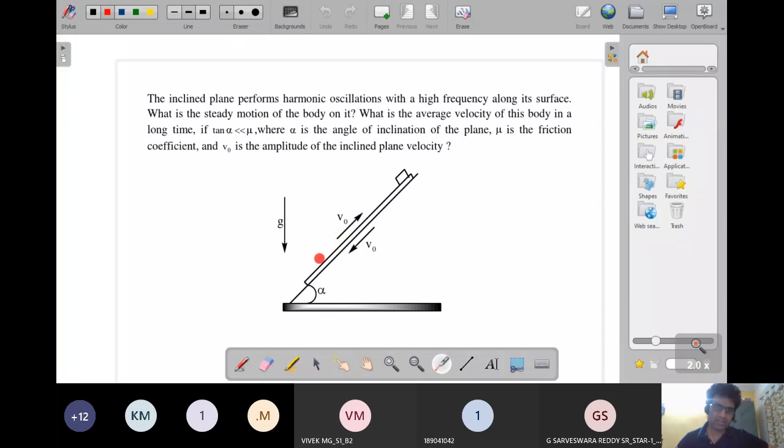So it will keep moving with a steady velocity. Okay, so what is the value of that average velocity is what it is asking. The average velocity of that particular block over a long period of time. Assume this inclined plane is long enough for this to acquire that steady motion. In this question, I will assume certain axes. The block is going to move down, so I'll take this downward direction as the positive x-axis.